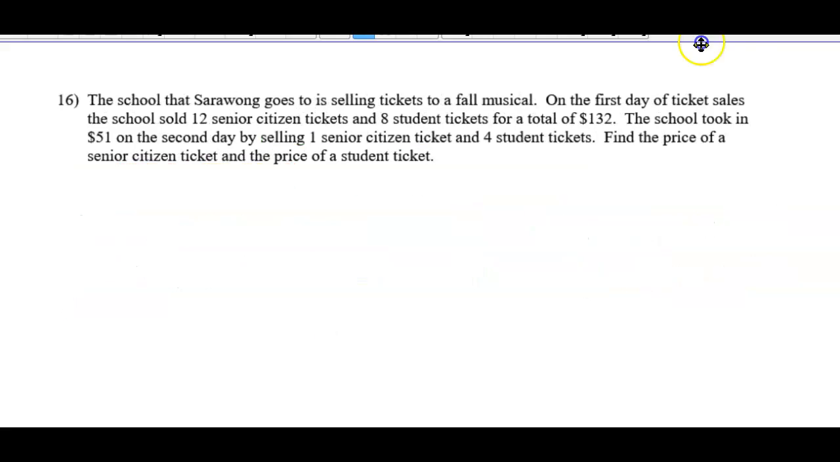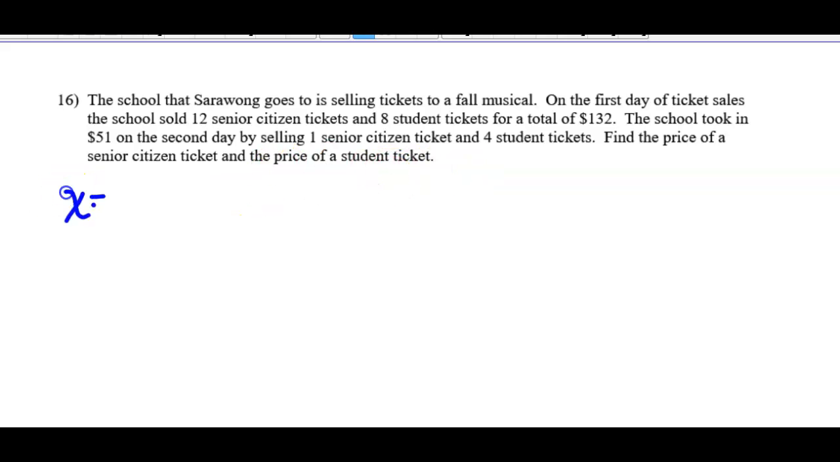All right, we have the school that Sarah Wong goes to is selling tickets to a fall musical. On the first day of ticket sales, the school sold 12 senior citizen tickets and 8 student tickets for a total of $132. The school took in $51 on the second day by selling 1 senior citizen and 4 student tickets. So figure out the price of each senior citizen and the price of a student ticket.